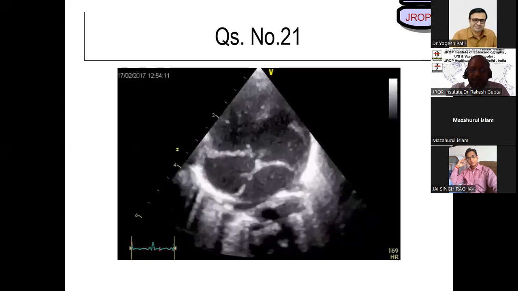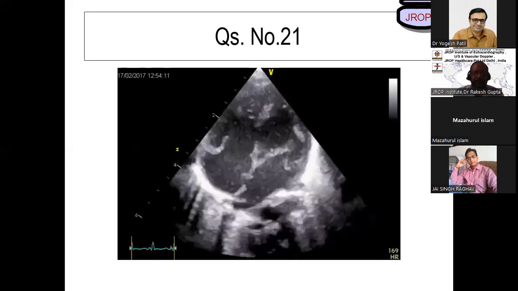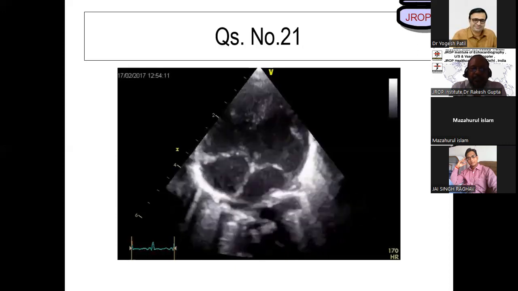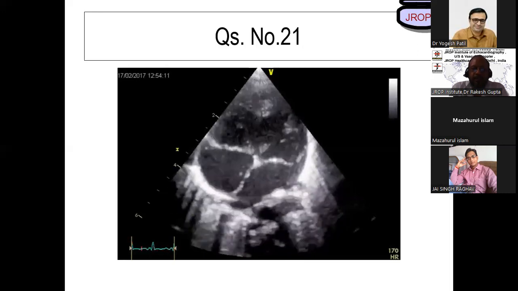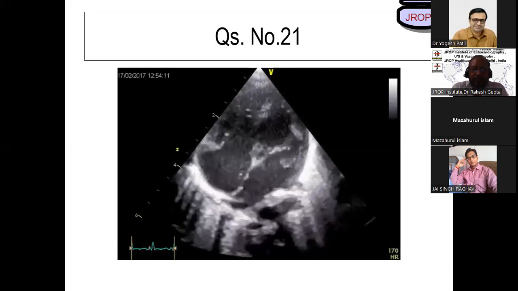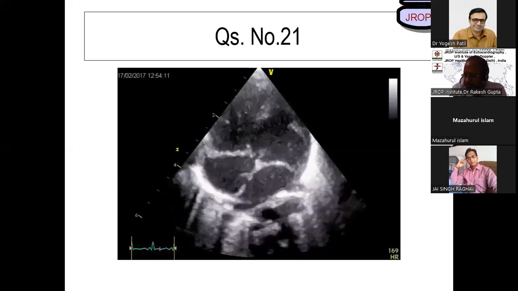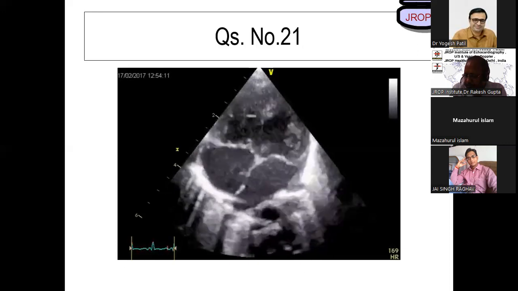It's simple and difficult too. Go ahead, Majrul, fast. There is, sir, a large VSD amounting to a single ventricle physiology. Okay. This VSD is what? Inlet, outlet, muscular, perimembranous? What VSD? Mid muscular, sir. Mid and basal muscular VSD. Large. Inlet, outlet, which one? Inlet VSD, sir.